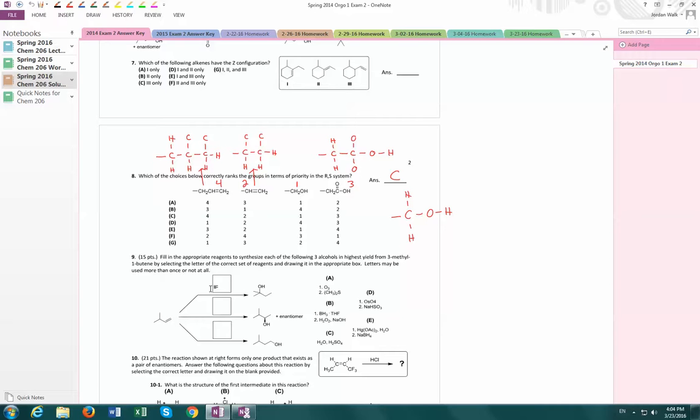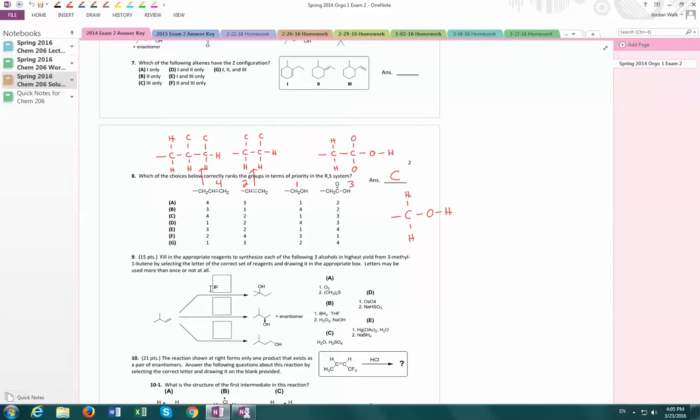We can compare this one, which is connected to 1 carbon, 2 hydrogens, and we can see that this is 2 carbons. So definitely this is higher priority than that. And similarly, this is just connected to 1 carbon, so this is going to be number 2, ultimately because the first point of difference is going to be a carbon versus a hydrogen in that case.